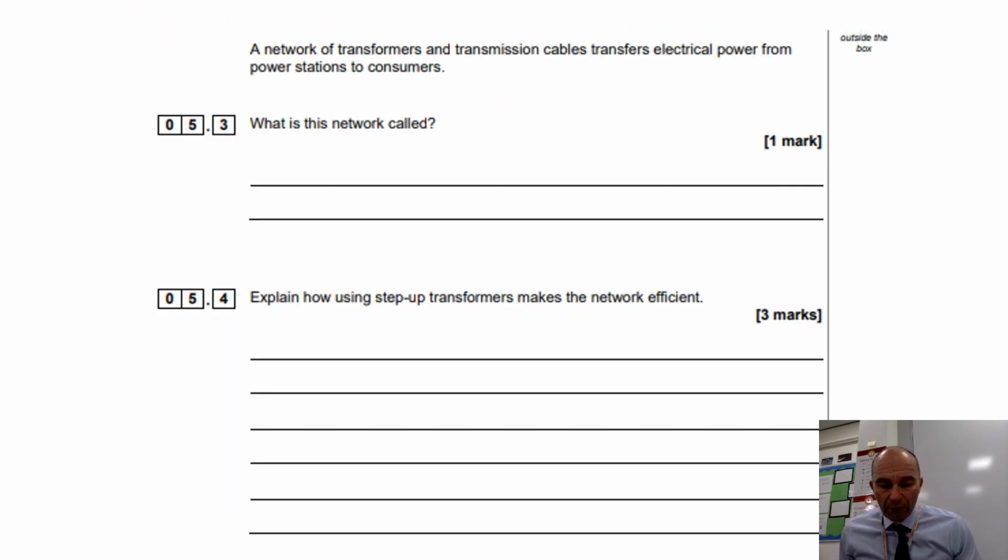Alright, a network of transformers and transmission cables transfers electrical power from power stations to consumers. What is this network called? This is just something you've got to remember. We call it the national grid.